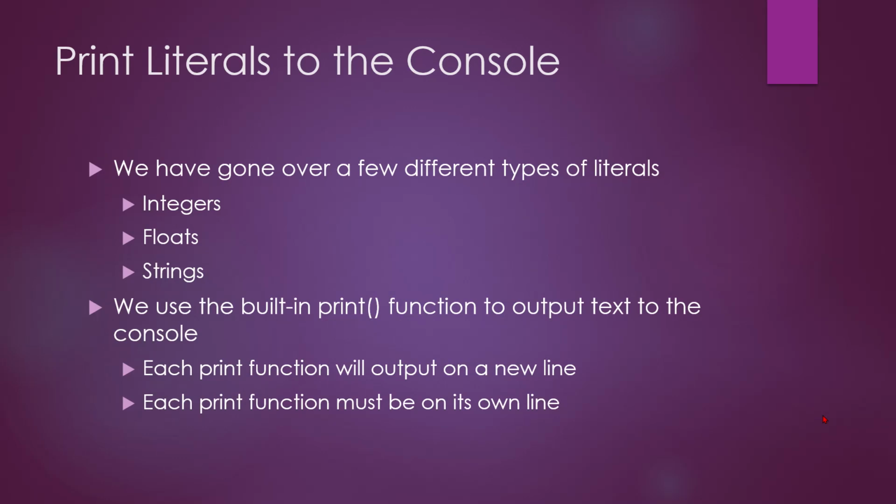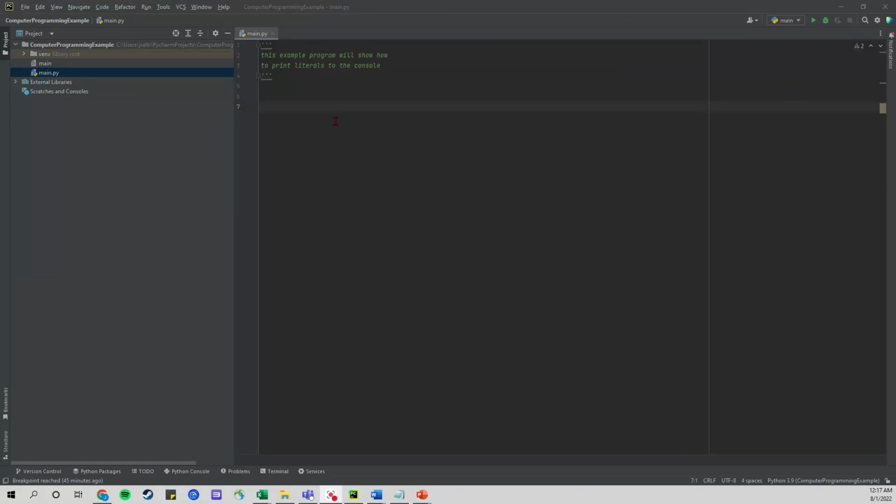The primary way in which we output text is using the built-in print function, as seen here. Each print function will output on a new line, and each print statement must be on its own line as well. So now let's go ahead and take a look at a few examples of how to print literals to a console.